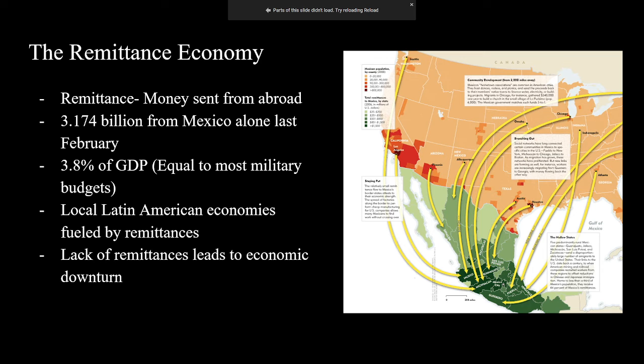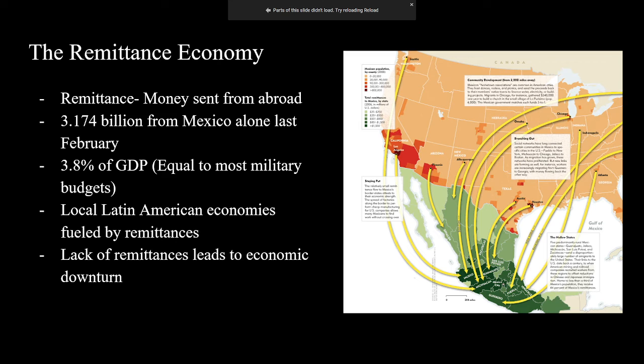Which again, that might not sound like a lot at first, but it's equal to or exceeds the military budget of the majority of countries in NATO. So that's the majority of Western Europe. So that's sort of how much of a contribution remittances actually are to the Mexican economy. It's 3.8%. This is funding significant factors of their government. It's just funding a lot of stuff, and without it, these governments are going to face significant challenges.